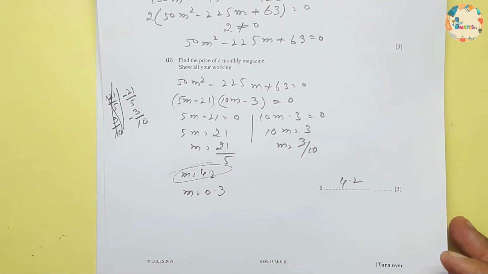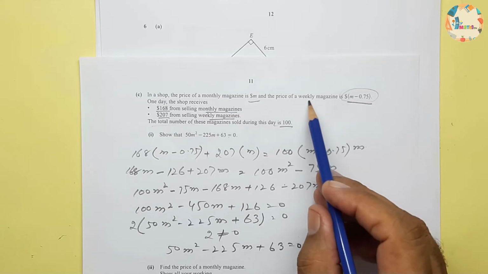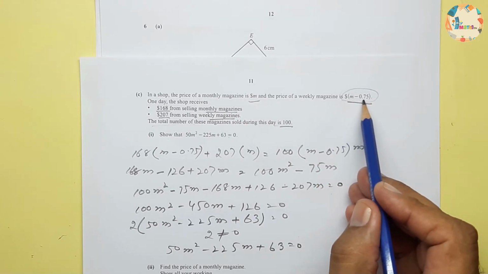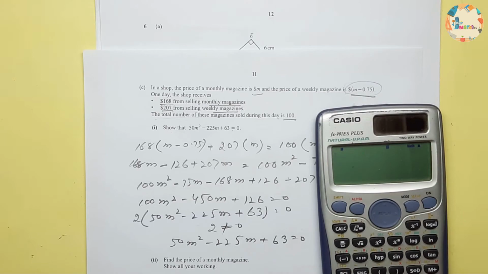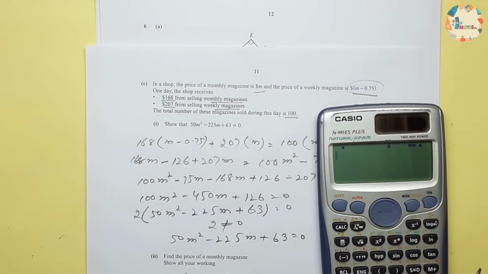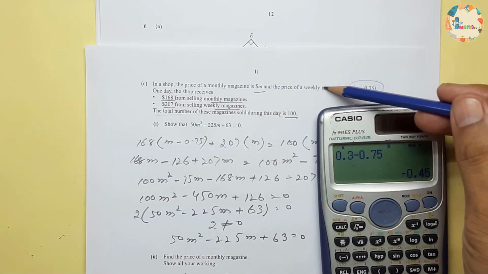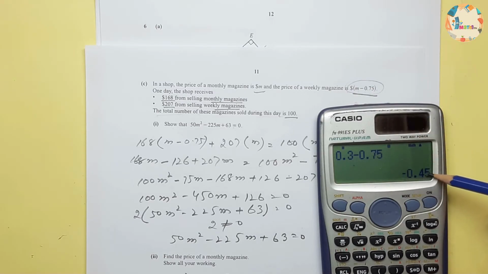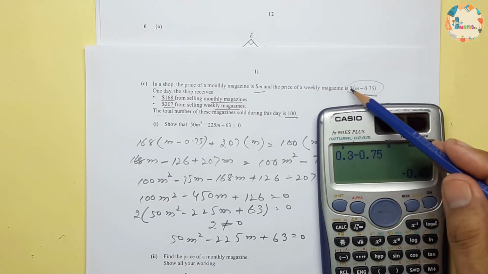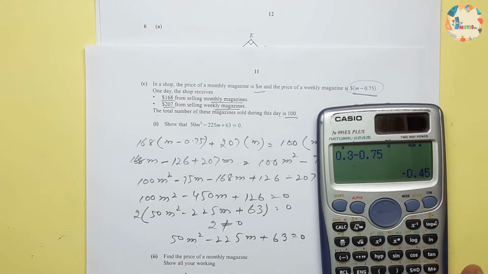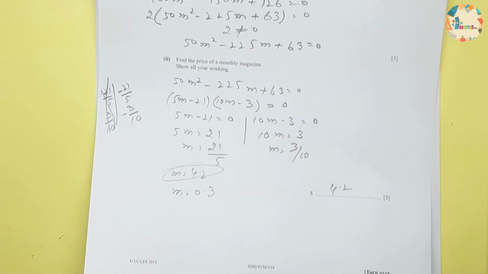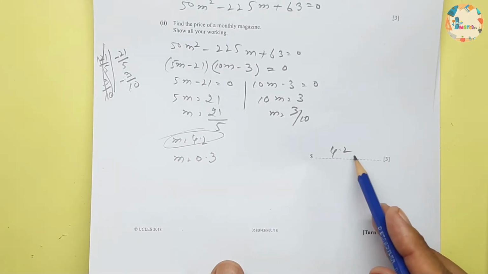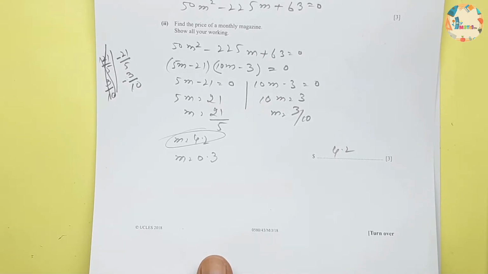If you check, the price of this one weekly magazine is M minus 0.75. If we take this 0.3 value, so minus 0.75, our weekly magazine price will be minus 0.45. So price cannot be negative, so we are ignoring M equal to 0.3 and we are just giving this answer as 4.2.